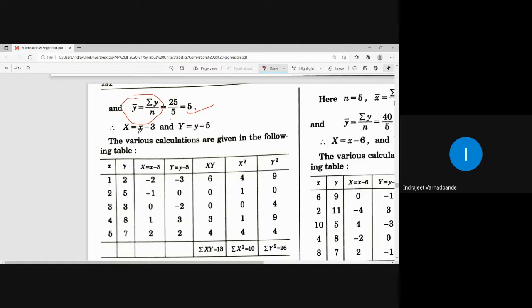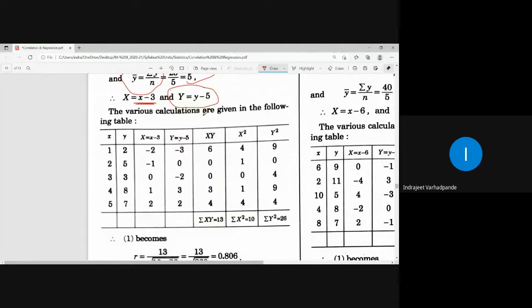So what is capital X? It is x minus x bar, which is x minus 3. And capital Y is y minus y bar, which is y minus 5. All these calculations are to be shown in the table. Various calculations are given in the following table. These are the given values of x as well as y. Now capital X is calculated as x minus 3, subtracting the mean x bar, which is 3, from each observation: 1 minus 3, 2 minus 3, 3 minus 3, 4 minus 3, 5 minus 3.